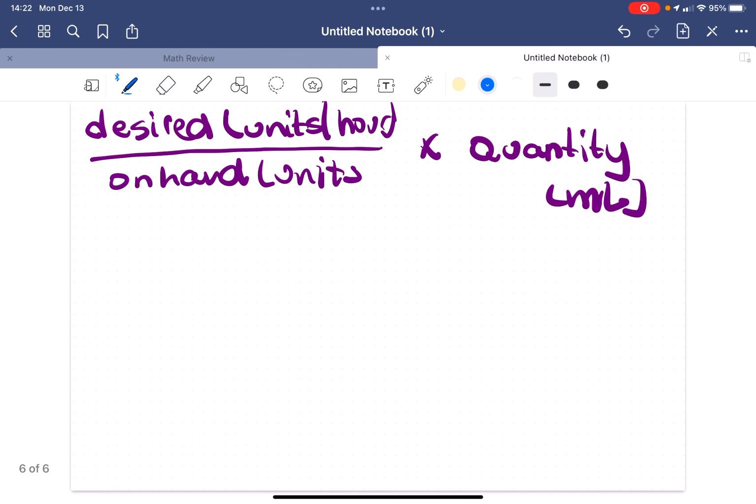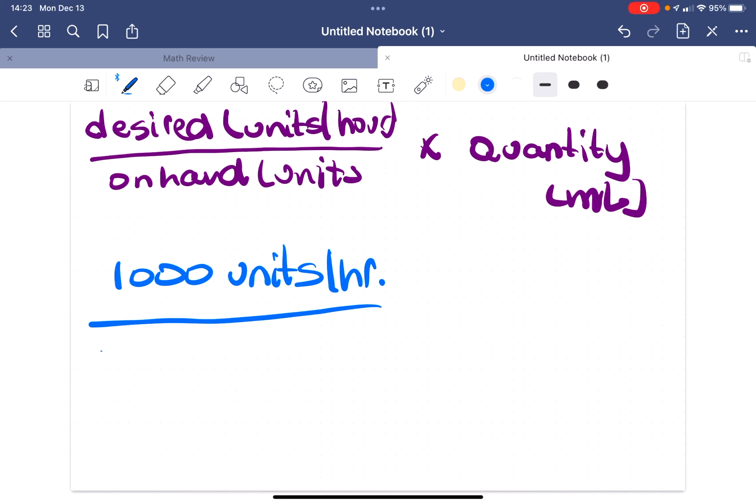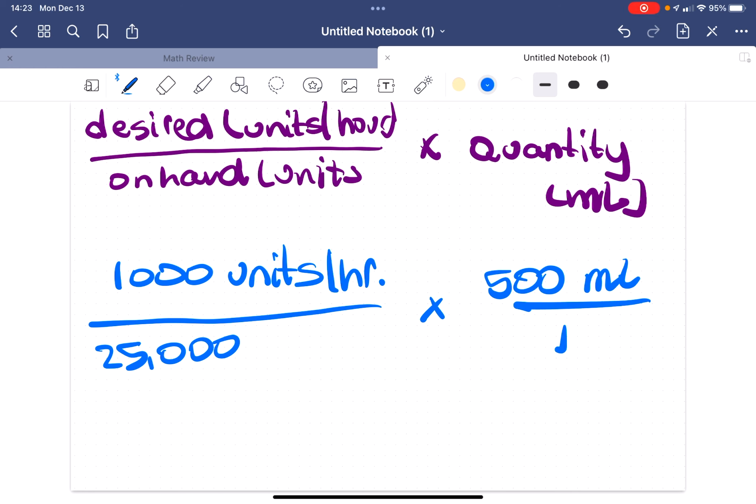Okay. Number 5 is another one of the units per hour. This time it's heparin. So what is our desired units per hour? The physician ordered 1,000 units of heparin per hour. So we have 1,000 units per hour. And how many units are on hand? 25,000. And what's the quantity of IV fluids? 500 milliliters. After you do the mathematics with that, you end up with 20 milliliters per hour.